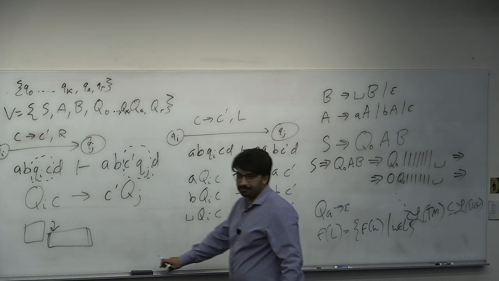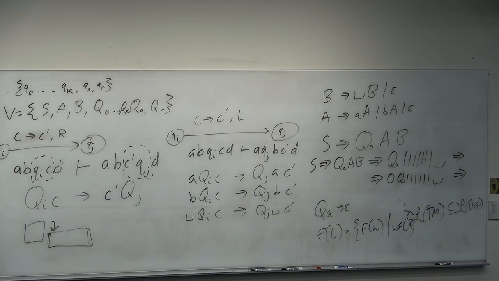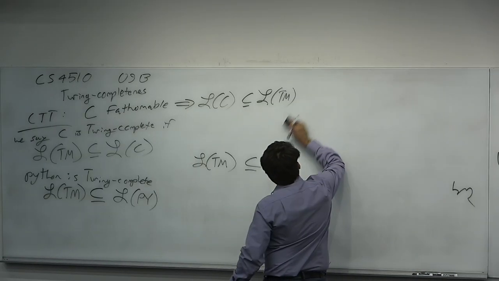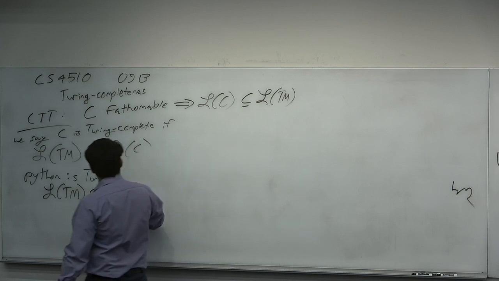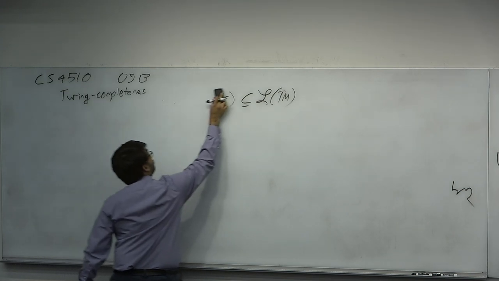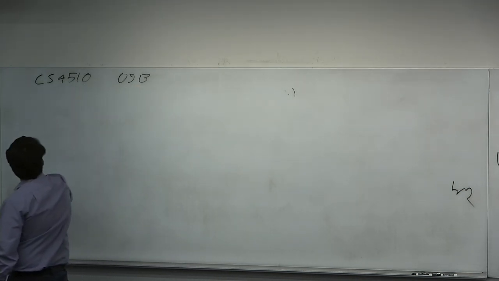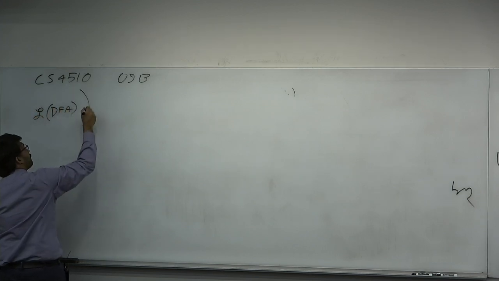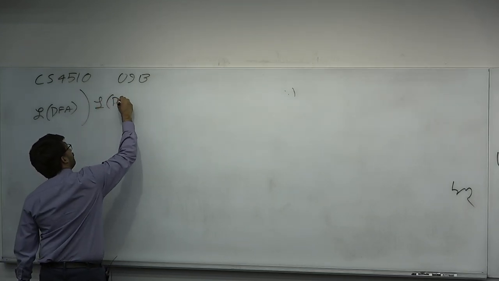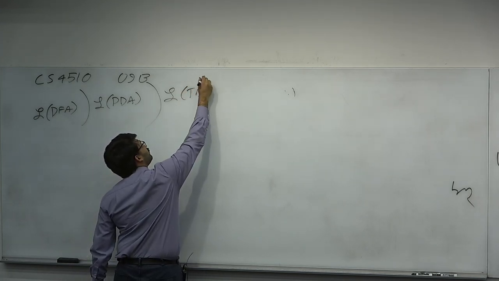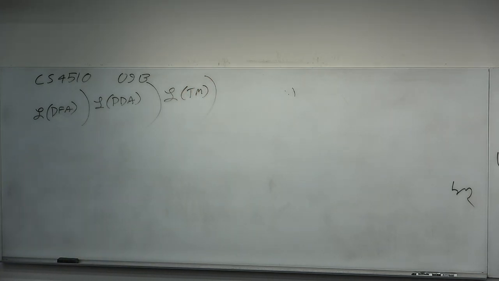Right. Questions on this so far? Let me give you the picture of what our hierarchy looks like so far. So we proved that the languages decidable by DFAs are a strict subset of those decidable by PDAs. And now we know these are a strict subset of those decidable by Turing machines. Well, do we know that? Why is every context-free language Turing decidable?